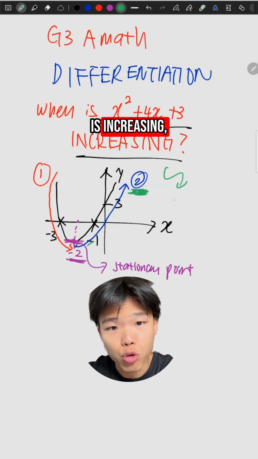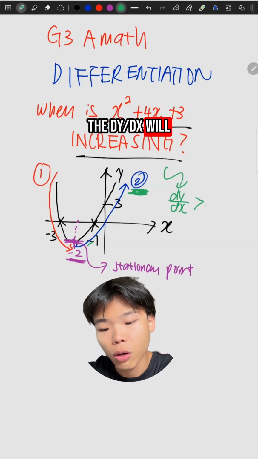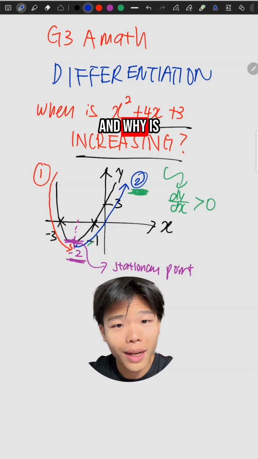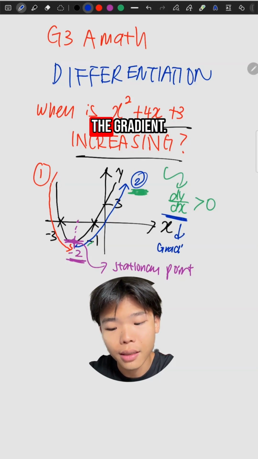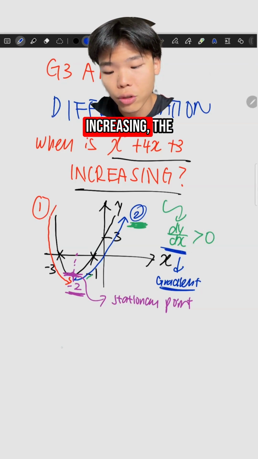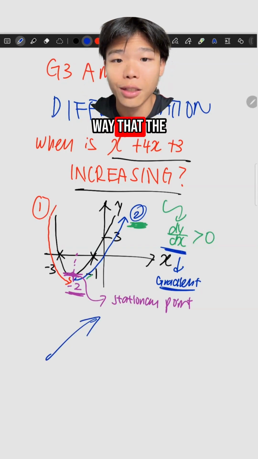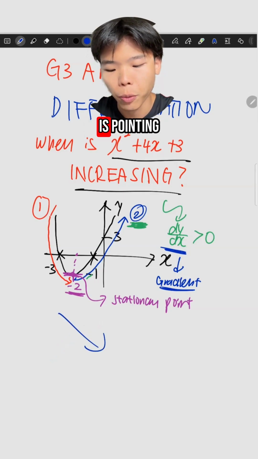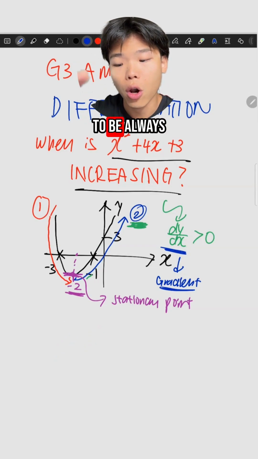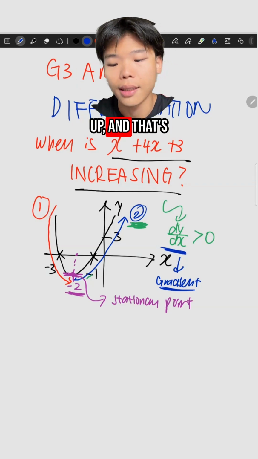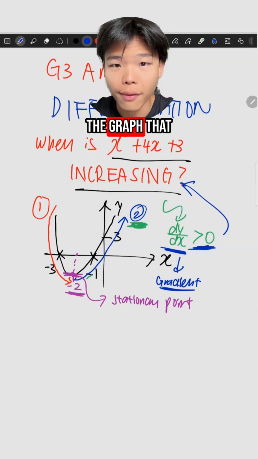When a graph is increasing, or for the portion of the graph that is increasing, the dy/dx will always be bigger than 0. And why is that the case? Because dy/dx, as what you have already learned, represents the gradient. So when the graph is increasing, the gradient has to be pointing upwards, because that is the only way that the graph can be increasing, right? If the gradient is pointing downwards, then the graph definitely must be decreasing. So for a graph to be always increasing, the gradient has to be pointing up, and that's why we say that the dy/dx must be positive for the portion of the graph that is increasing.